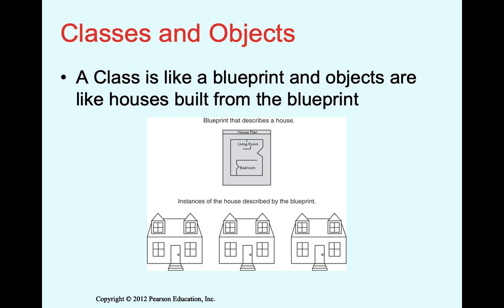The class is like a blueprint of a house. So this is the class. It's like the design of a house. And from this design, you can make many houses. These many houses are called objects, and this is called the class. So this is the class, and this is the object.